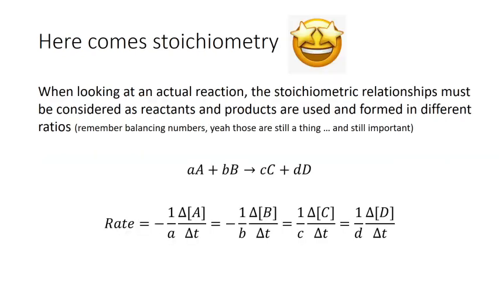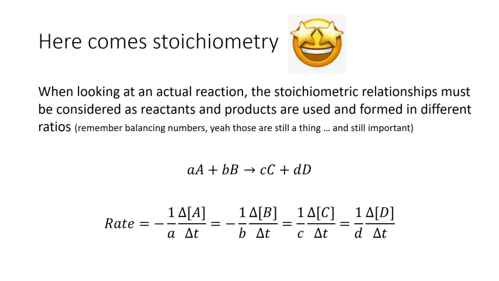Okay, now there is stoichiometry involved in looking at chemical kinetics. So when we look at an actual reaction, the stoichiometry must be taken into consideration, because it will tell us the ratios of how fast products are forming and how fast reactants are being used.